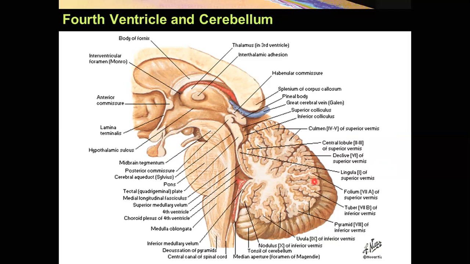Now we continue on the inferior vermis from here on. Tuber of inferior vermis, pyramis of inferior vermis, uvula of inferior vermis, and the nodulus of inferior vermis. Note that the nodulus is located right behind the inferior medullary velum.